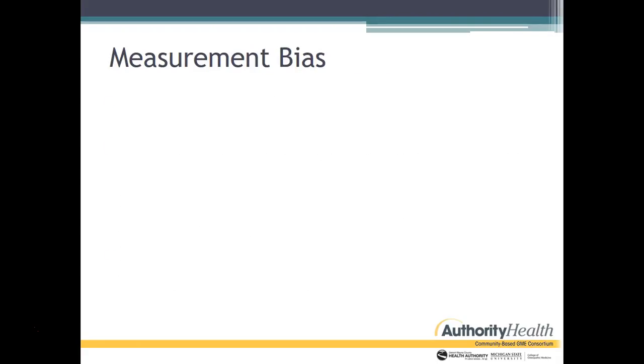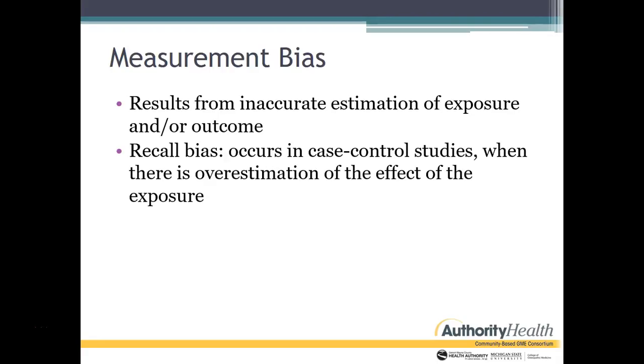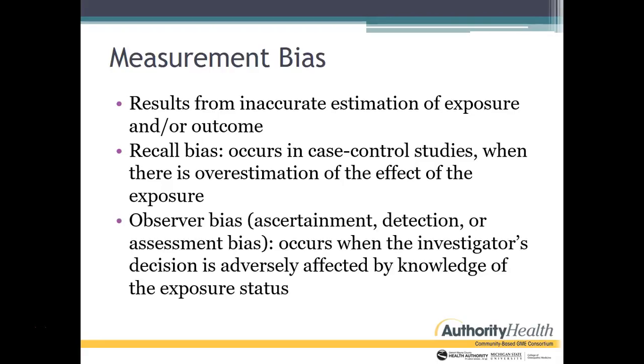All right, let's talk about measurement bias. This results from inaccurate estimation of exposure and/or outcome. So there's two types we're going to go through. Recall bias can occur in case control studies when there's overestimation of the effect of the exposure. And we'll go through an example. Observer bias, which is also known as ascertainment, detection, or assessment bias, occurs when the investigator's decision is adversely affected by knowledge of the exposure status.